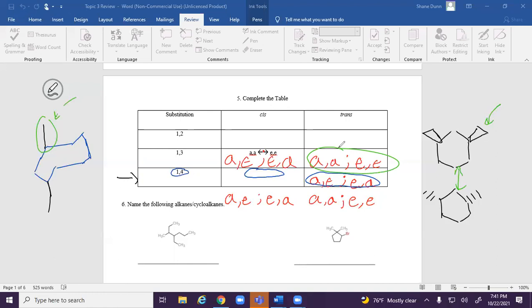That's kind of the annoying part. Oh, sorry. Trans would be this one right here. Nope, it would be this one. My bad. So this is trans right here. Yeah. So one's a wedge and one's a dash. Make the wedge one axial and the dash will be equatorial. That's just how it would be.